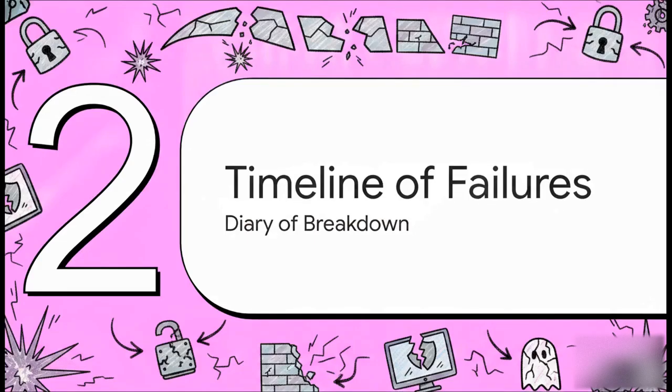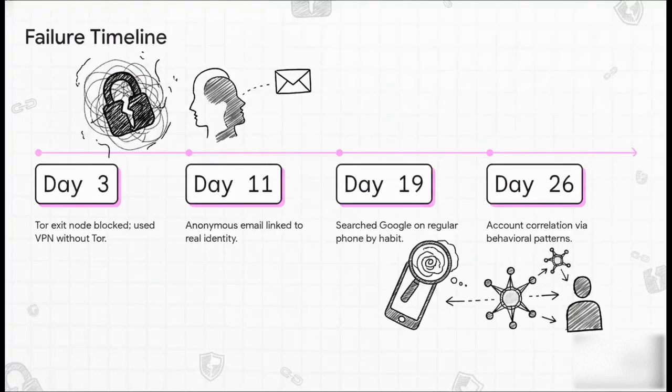Which brings us to section 2, the timeline of failures. This is basically my diary of breakdown. See, this wasn't a slow leak. It was a rapid escalation. The fortress completely unraveled in 4 distinct stages: day 3, day 11, day 19, and day 26. Let's break down each of these checkpoints.